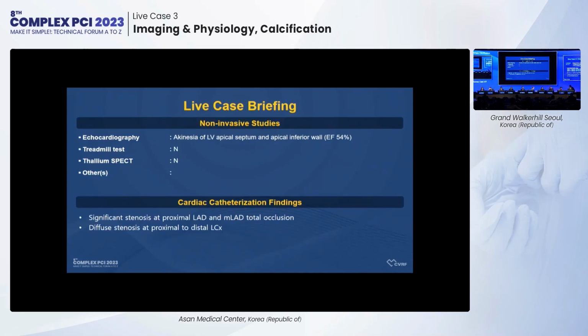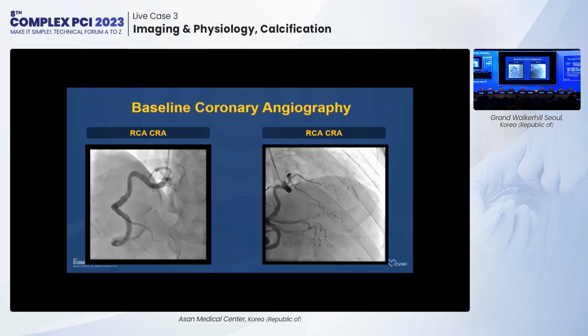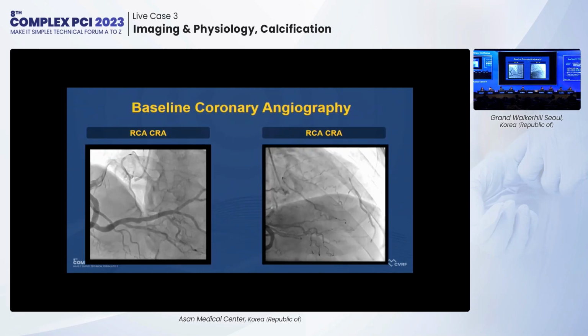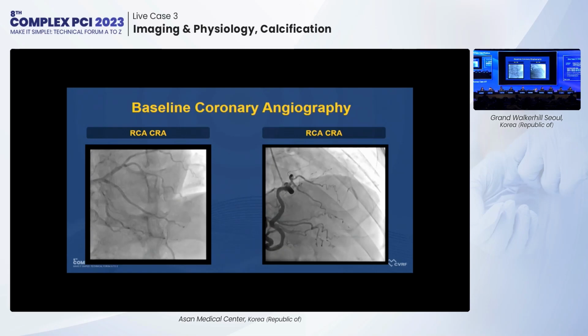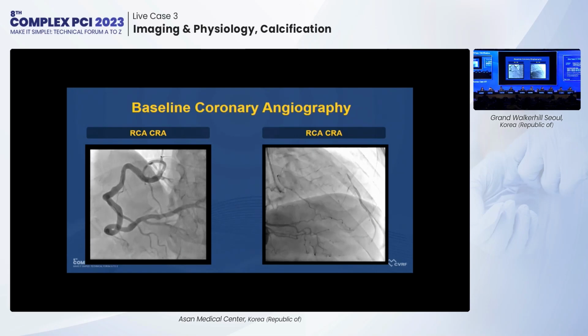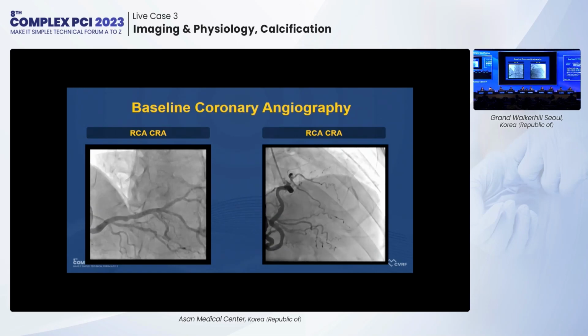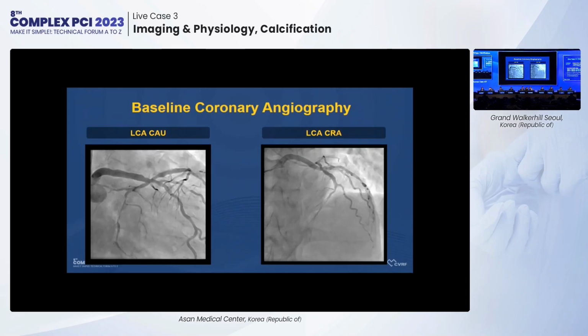Echocardiography shows akinesia of the LV apical septum and apical inferior wall. Next, it is a baseline coronary angiography. His RCA was very tortuous, but definite stenosis was not seen. From the RCA to the LAD, collateral flow was seen.